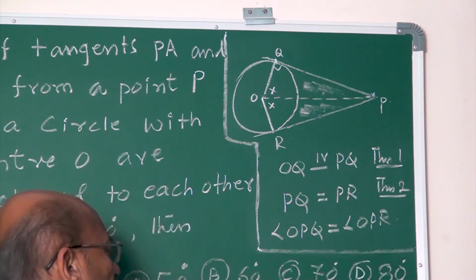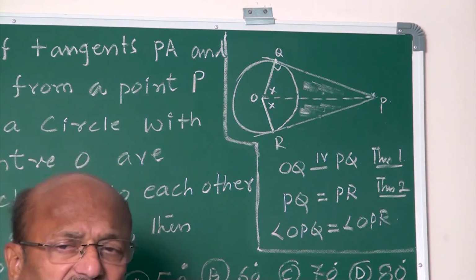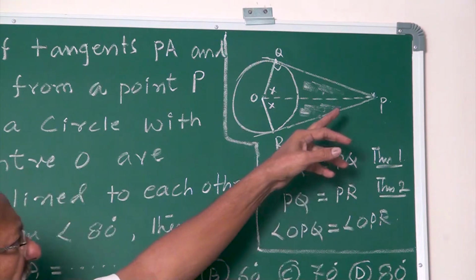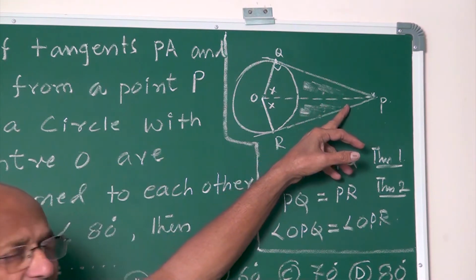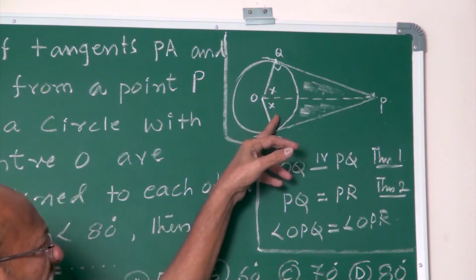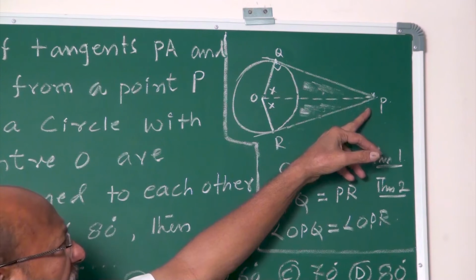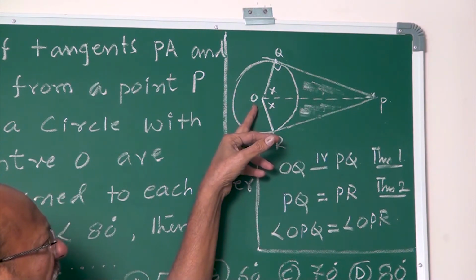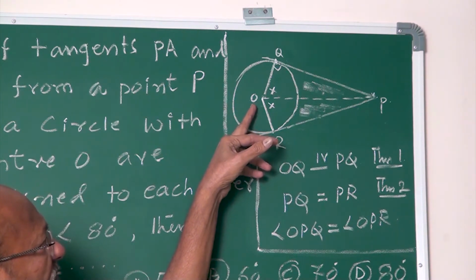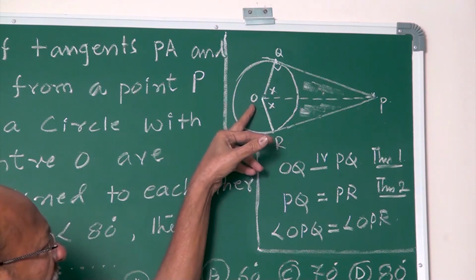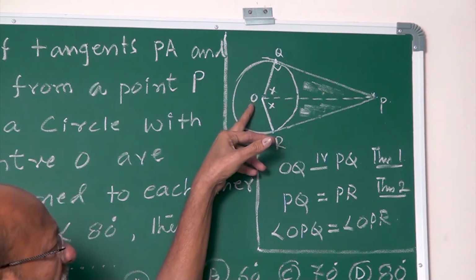Triangles are congruent means what? Corresponding angles, sides, everything equal. Therefore, as these two angles are equal, it is a bisection. Bisection at P, even bisection at what? The angle at the center of the circle. This O is the bisection of the angle at the center of the circle.